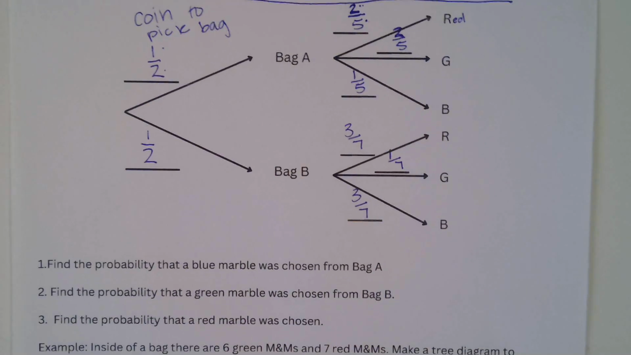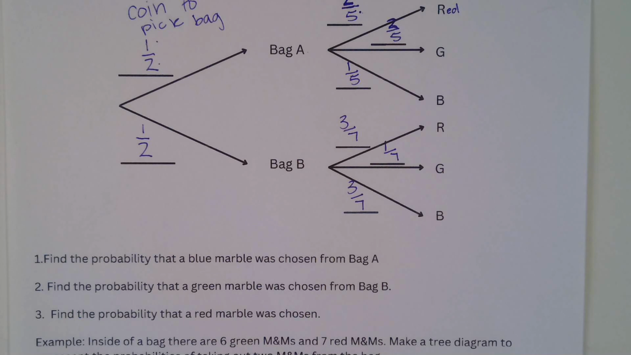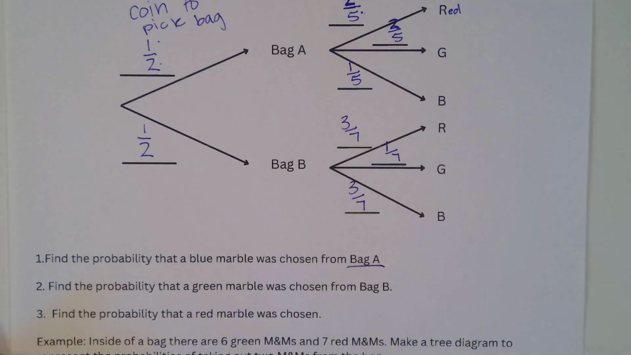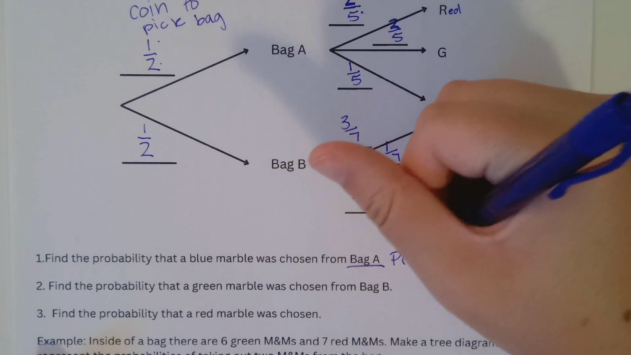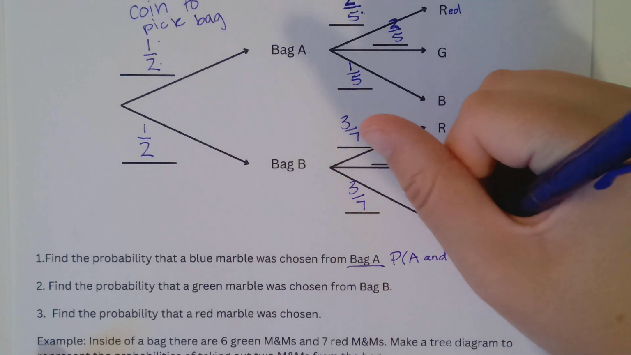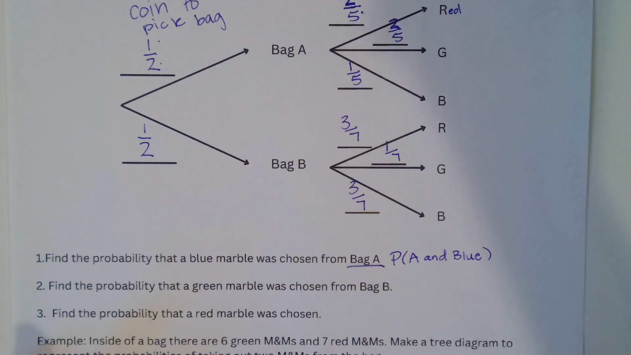Okay, moving on. So this first question says, find the probability that a blue marble was chosen from bag A. So in this situation, first bag A was chosen from the coin flip. Then after that, we picked a blue marble from it. So we're looking for the probability that we get bag A and we picked blue. That is a step-by-step process here. There's two things that had to happen, bag A, then blue.